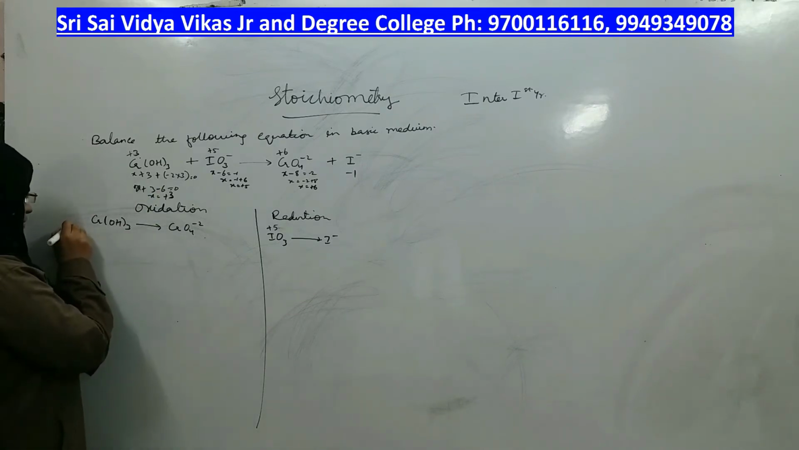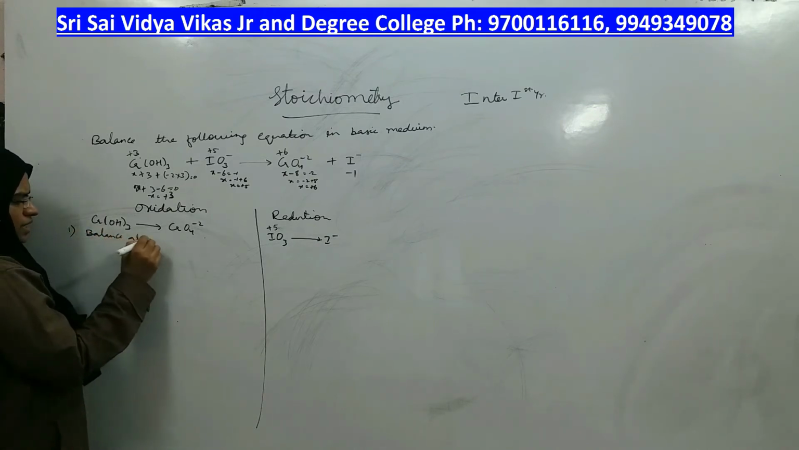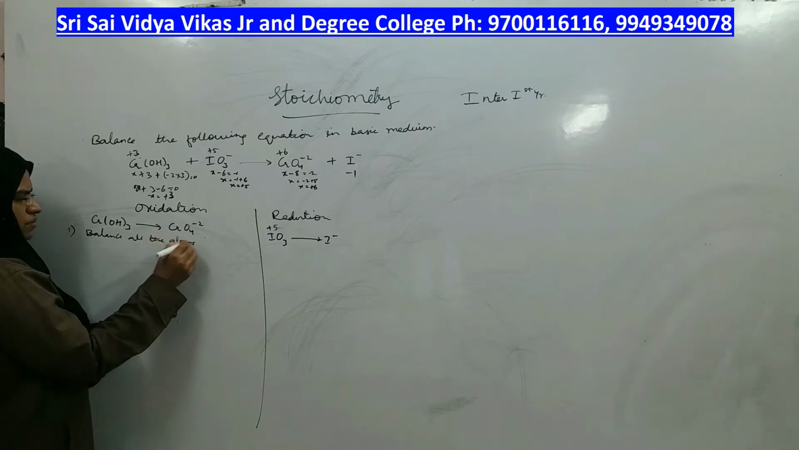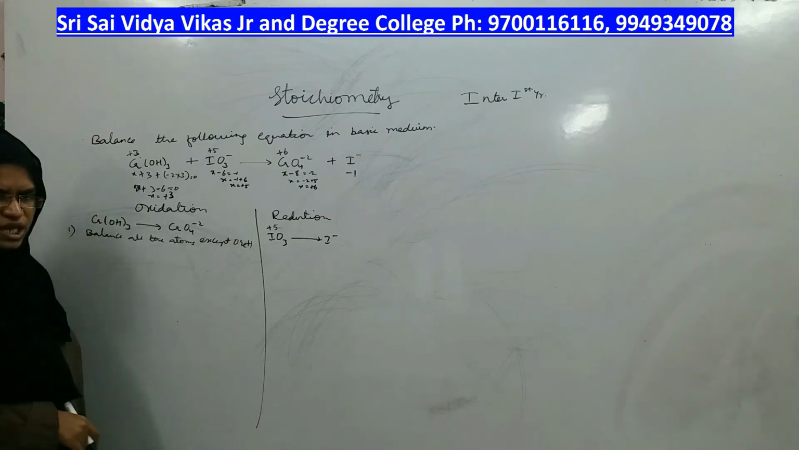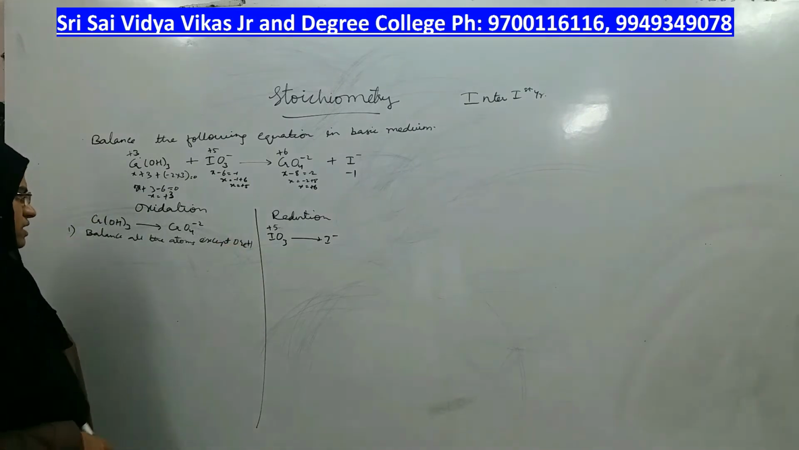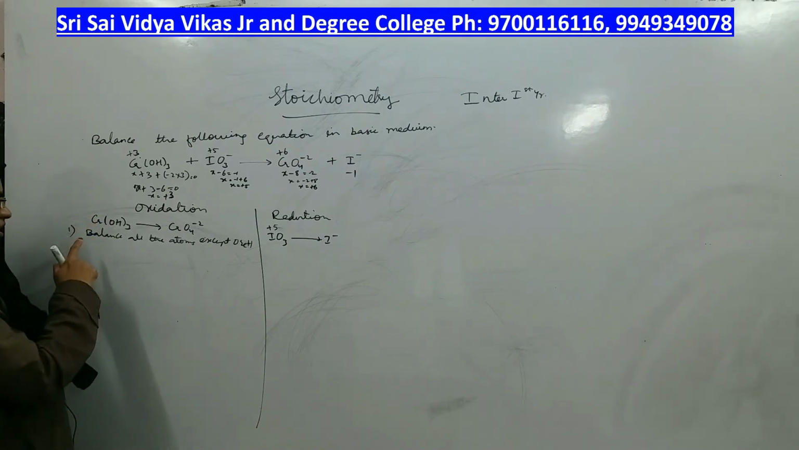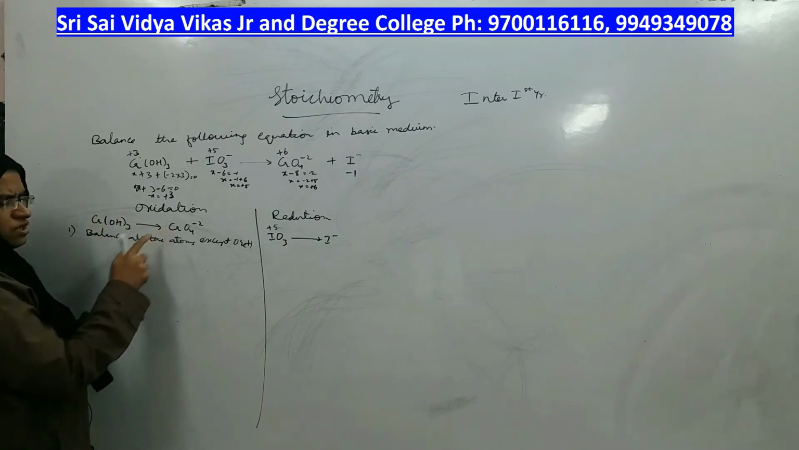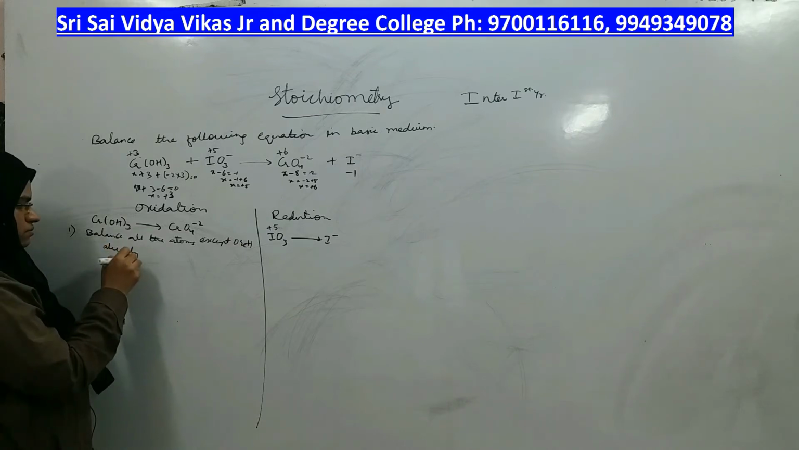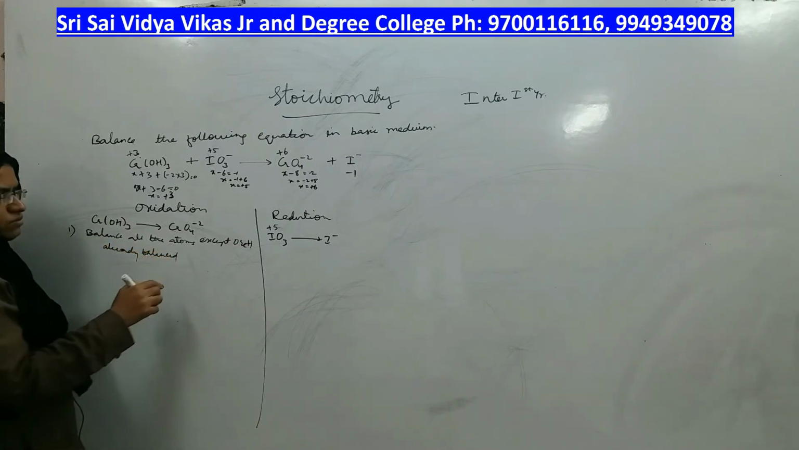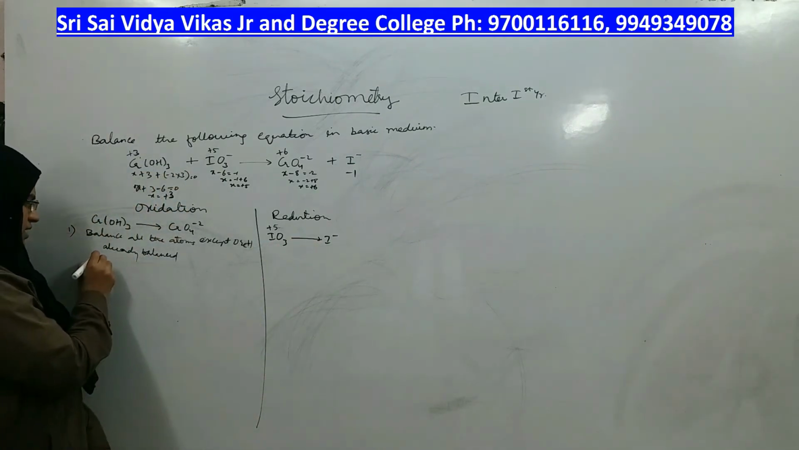What is the first step of balancing the equations? Balance all the atoms except oxygen and hydrogen is our first step. What are the other atoms? Chromium is the other atom apart from oxygen and hydrogen. So here there is 1 chromium, here there is 1 chromium. No need to balance, already balanced. Here it is 1 iodine, here it is also 1 iodine. So already balanced, let us write that.